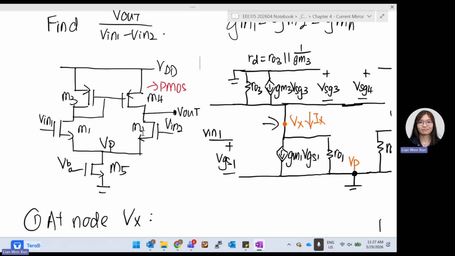At the same time, we try to draw M4. M4 is also the same thing. It is supposed to have one line on top, two lines below. And then it will have GM4, VSG4. And then we will need a resistor, R04. Again, it is connected to ground.